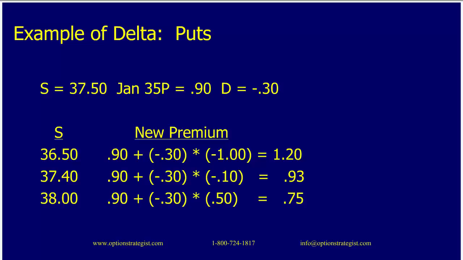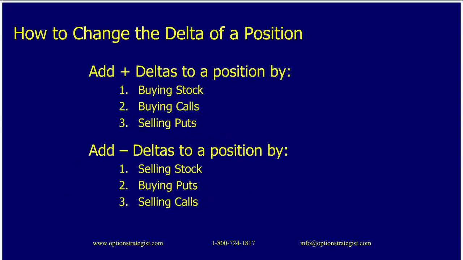Okay, same. We work the same way for these other prices. At 37.40, we're down 10 cents, so the premium is 90, comes out to 93. And at 38, we're going up 50 cents, so we're multiplying 50 times negative 0.3, or 15 cents from 90, leaving us with a new premium of 75. Okay? All right, let's keep going.